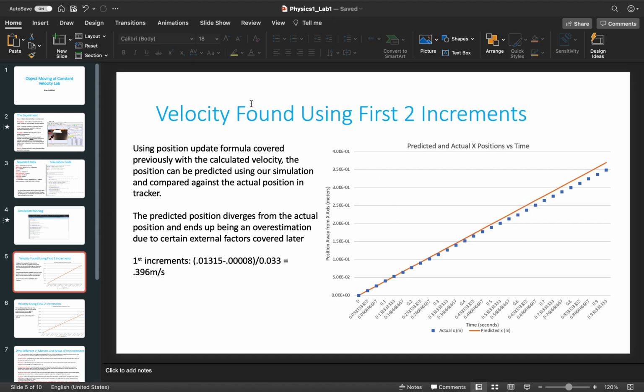So this is the graph of the velocity found using the first two increments of position in Tracker. Using the position update formula covered previously with the calculated velocity, the position can be predicted using our simulation and compared against the actual position in Tracker. The predicted position diverges from the actual position and ends up being an overestimation due to certain external factors that I'll cover later, but the velocity ended up being 0.396 meters per second.